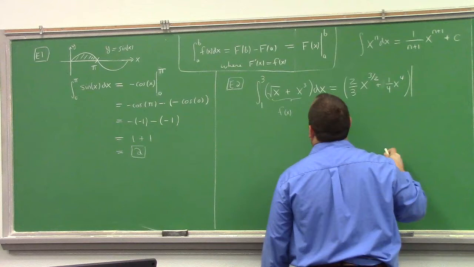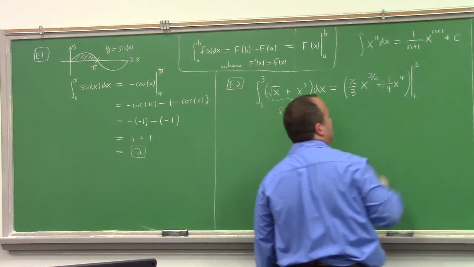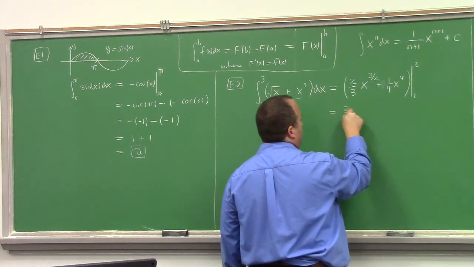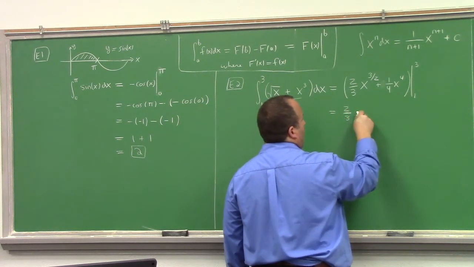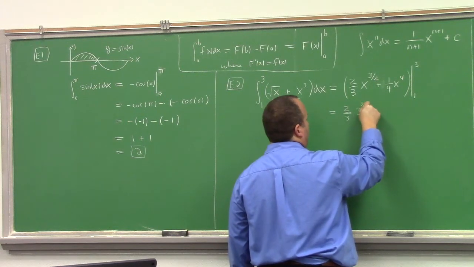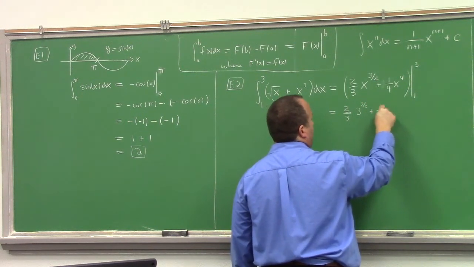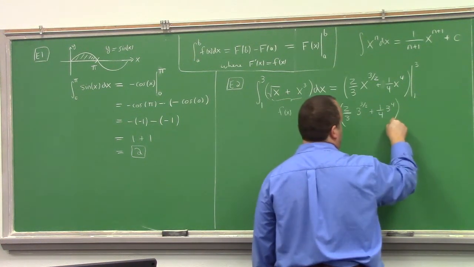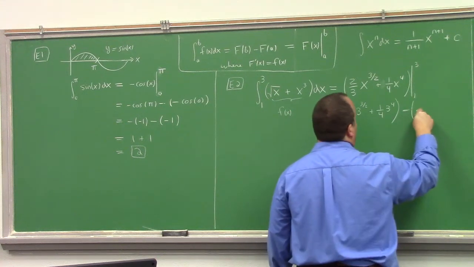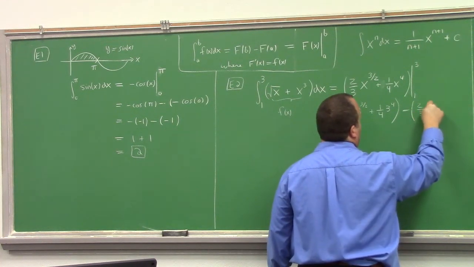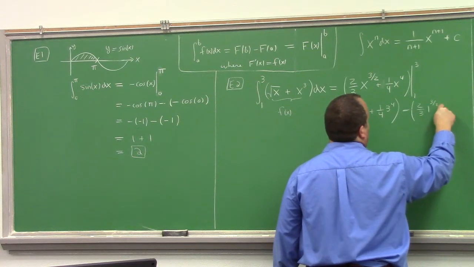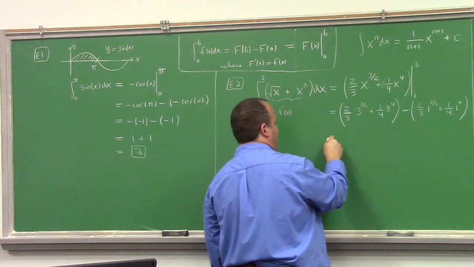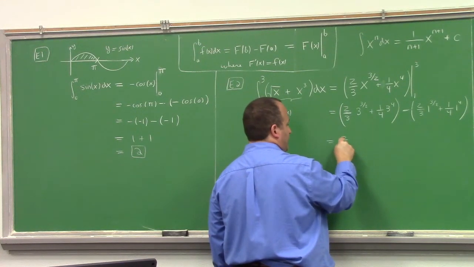And then we have to evaluate that thing from 1 to 3. All right, so great. That's 2/3, 3 to the 3/2 power, plus 1/4, 3 to the 4th power. I usually put parentheses to keep myself honest. Parentheses are your friend here. Minus 2/3, 1 to the 3/2 power, plus 1/4, 1 to the 4th power. And we should clean that up a little bit. That's 2/3.